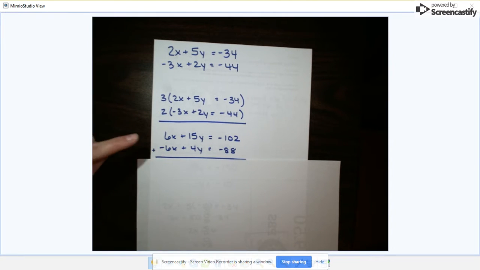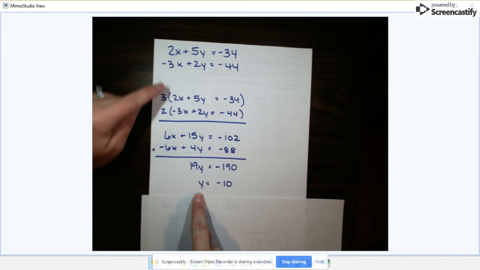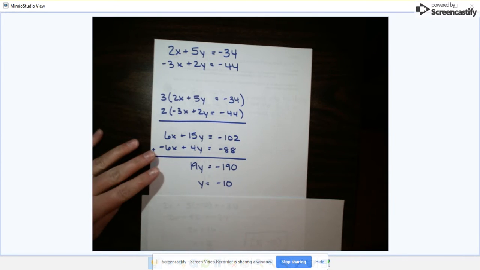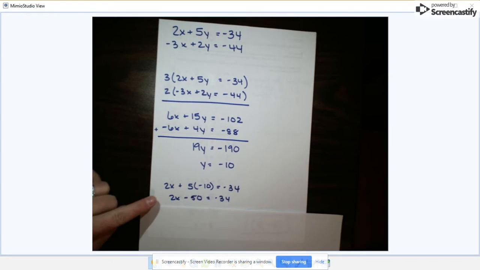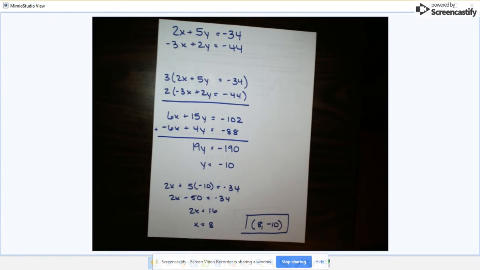So my x's will cancel. I'll be left with a 19y equals -190. Again, this is a one-step equation that we can solve really easily. We get y equals -10. So we plug this y equals -10 back into one of our beginning equations. So I plugged it in the top equation, solve there to get x equals 8. So our solution is 8, -10.